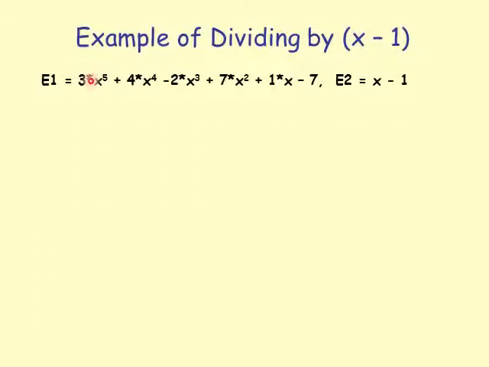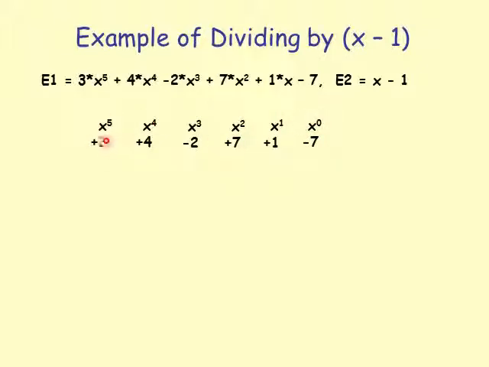And this time my dividend is 3 times x to the 5th power plus 4 times x to the 4th power minus 2x cubed plus 7x squared plus 1x minus 7. And we are dividing by E2, which is x minus 1. Let's continue. So this is my expression here.